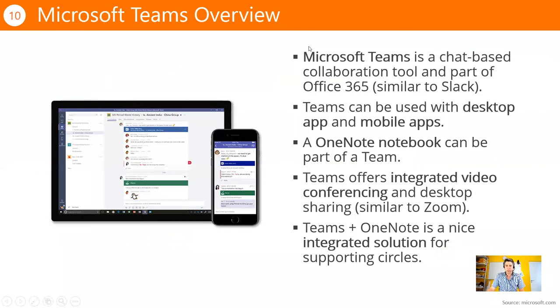Just a few sentences about Microsoft Teams. As I said, it's chat-based collaboration. It's similar to Slack. You can use it as a desktop app and mobile app as well. A OneNote notebook can be part of a team. So it's sort of your team, you communicate in the team, you can chat there, but you always have your OneNote inside the team as well.